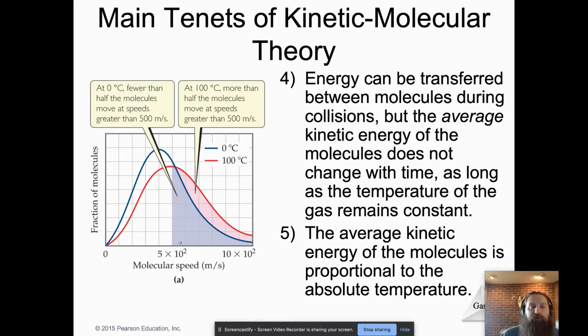Now, what this graph is showing is the same gas at 0 degrees in blue compared to 100 degrees in red. And we'll notice that in the blue, the majority of the speeds are there. In red, here's the majority of the speed. So we see that there was an increase in speed, which makes sense because there was an increase in the temperature.